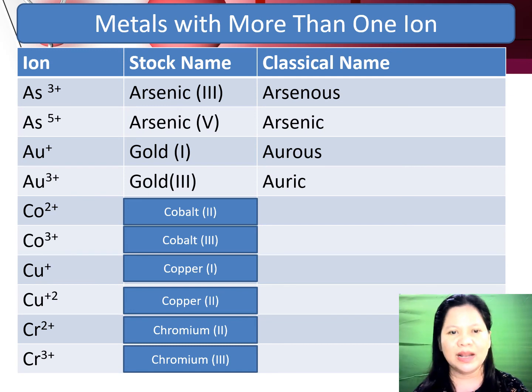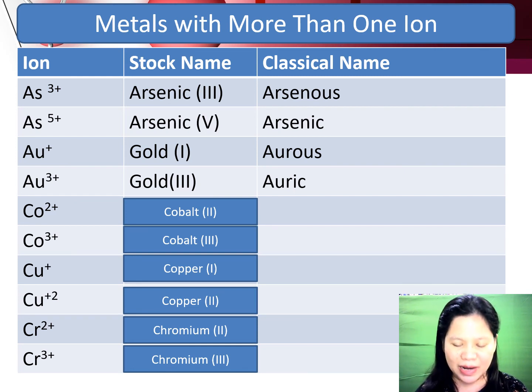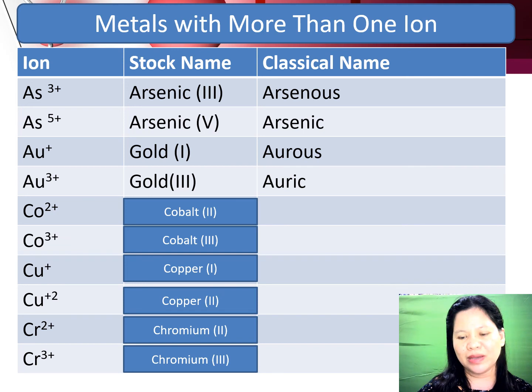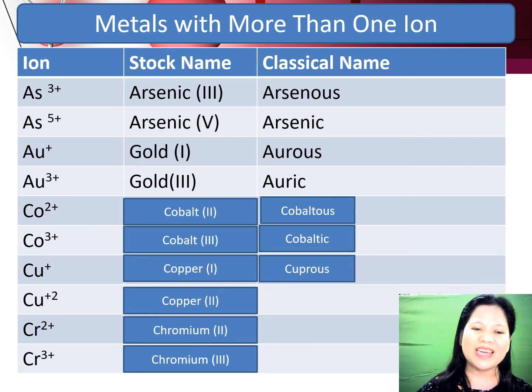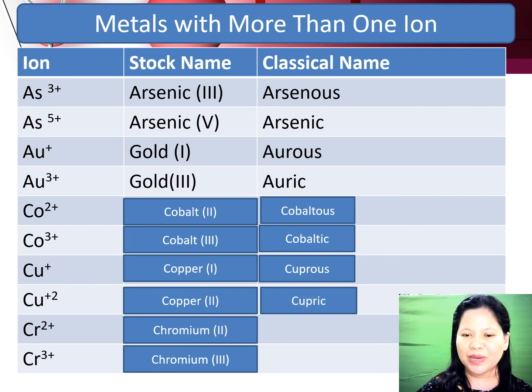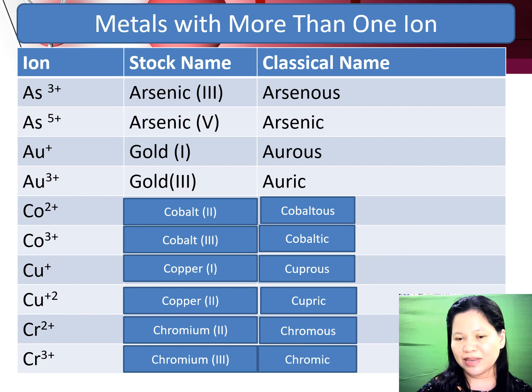Now, if it is lower charge, it will end up with OUS. So that will be cobaltous. Then you have cobaltic. So what about copper? It will not be copperous. That will be cuprous. Okay. And then copper 2 will be cupric. Okay, can you guess what about chromium 2 and chromium 3? Well, that is chromous and chromic.